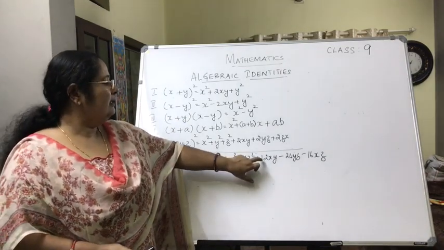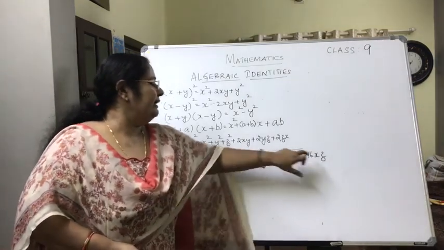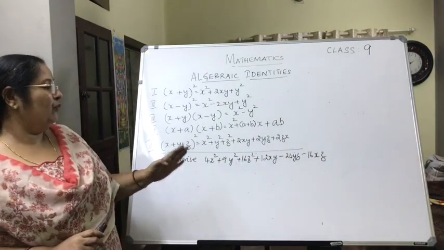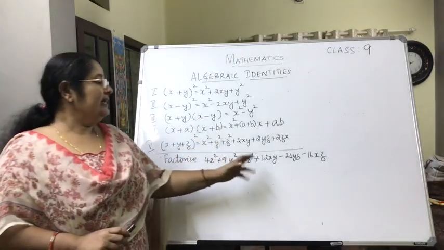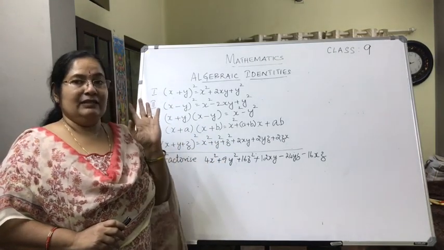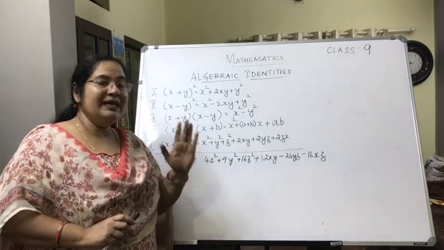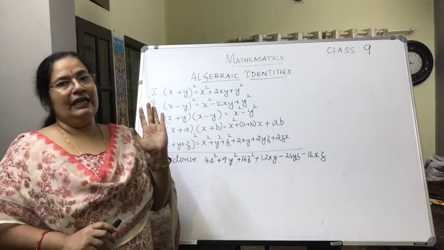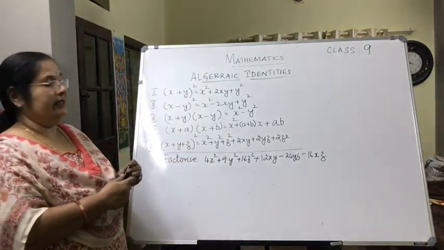Supposing these 2 were negative, the 4th and the 6th. In that case, which is common there? X is common. So the x term will be negative. Is it clear? So now let us try to write this.